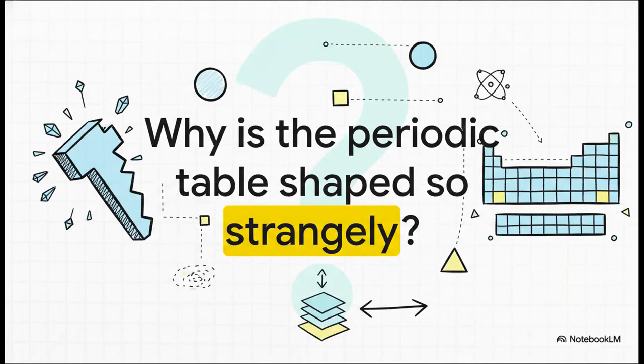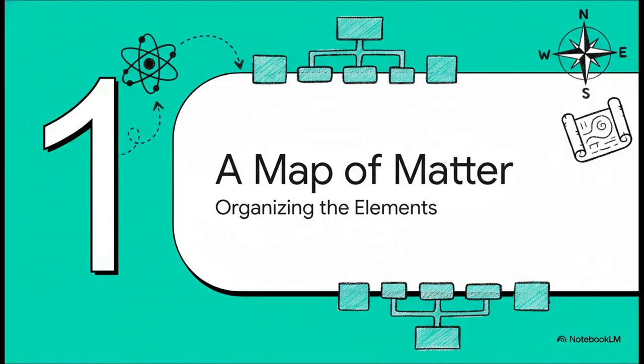And the first mystery we have to solve is this one. Why does it have that weird, jagged shape? I promise you, it's not random. That shape is actually a code, a visual key to understanding how all matter is built. And by the end of this, you'll know exactly how to read it. Okay, let's dive right in.